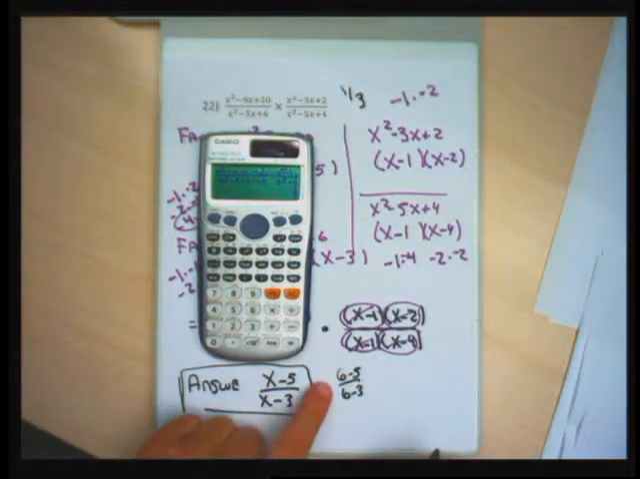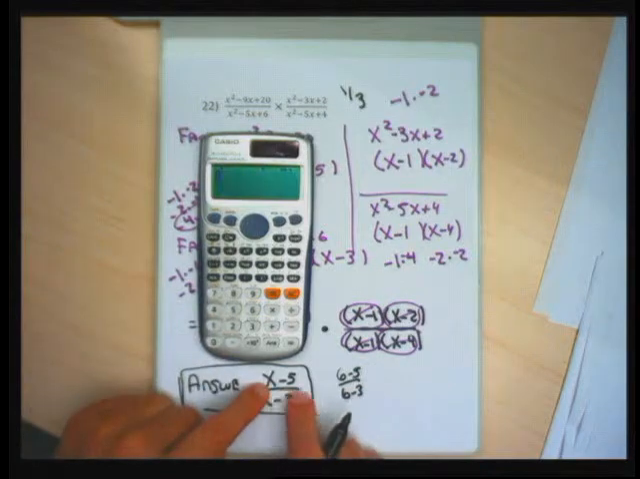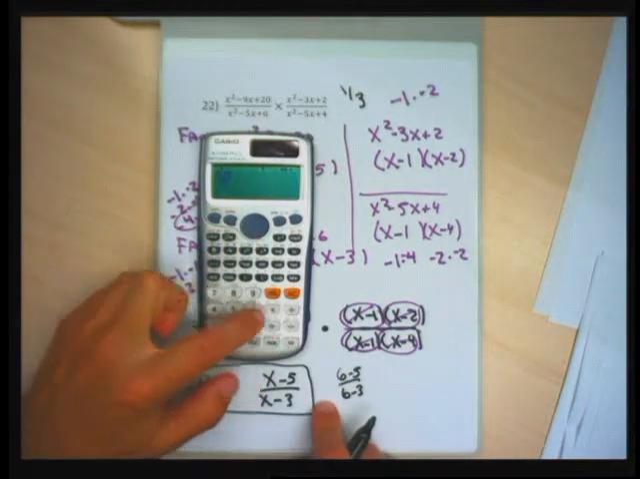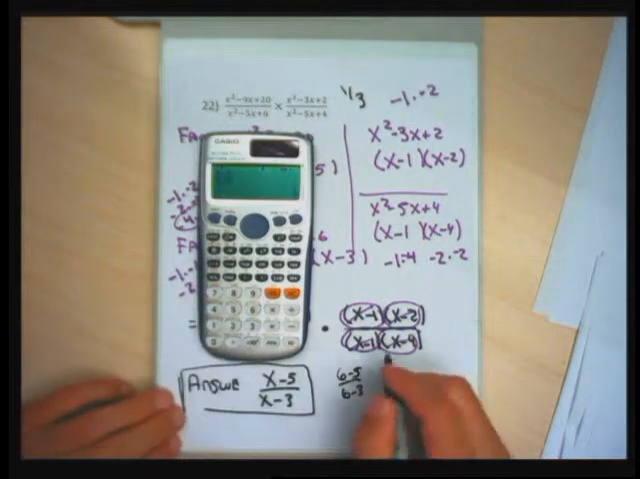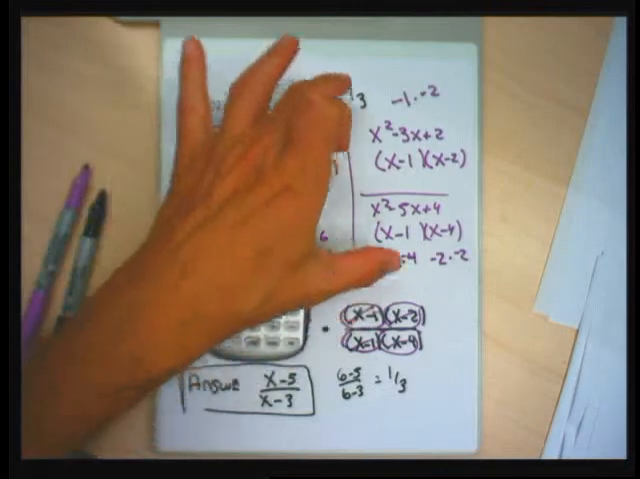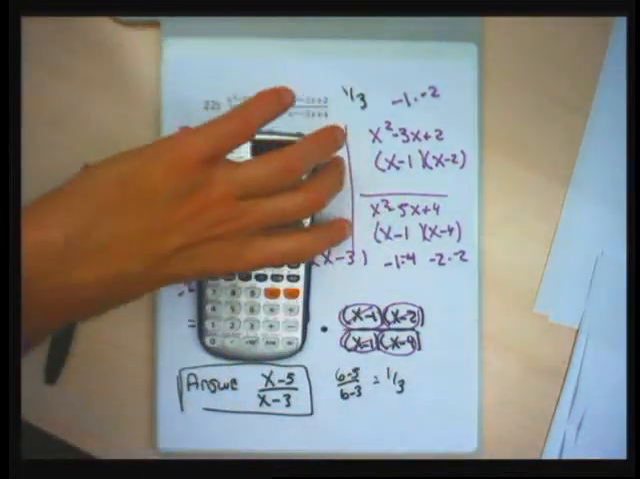I'll do the same thing for my answer. I'm going to go, for my answer, plug in 6 for the x's, 6 minus 5 over 6 minus 3, and when I hit equals, I get 1/3 again. So I feel really nice about this answer because when I took a number, plugged it into the original problem, and my answer, I got the same result.